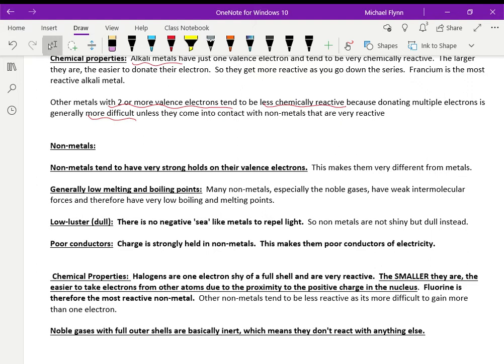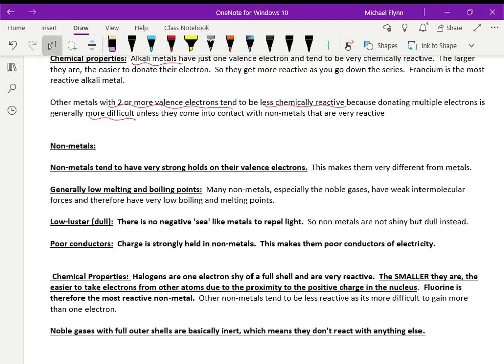In some cases, like the noble gases, their boiling points could be almost absolute zero. Like I think helium boils at like 4 degrees Kelvin, which is close to minus 270 degrees Celsius. All right, so nonmetals have strongholds on their valence electrons. They don't want to give them up. In fact, they want more. Okay, that makes them very different. They don't have the negative sea to bond them together, and that's why they have low melting points and boiling points. They don't tend to form solids very well.